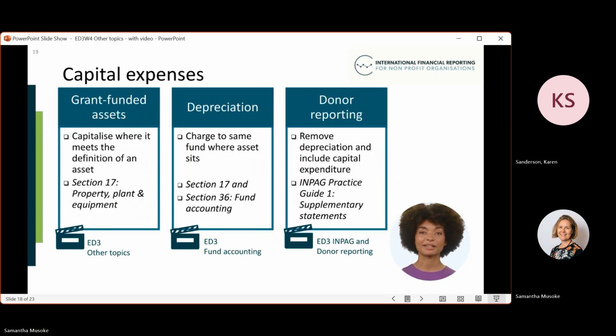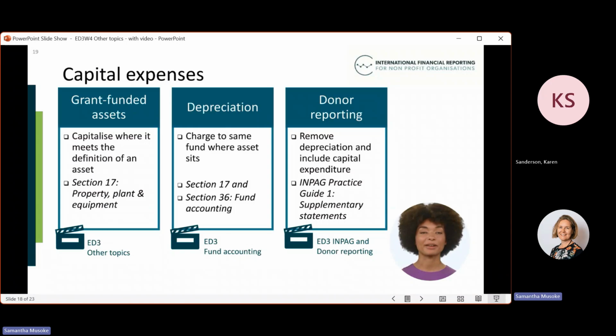In some jurisdictions, it is common practice to expense grant-funded assets. To be clear, INPAG contains no exceptions for assets that are donations. All grant-funded assets must be capitalized if they meet the definition of an asset in Section 17. This also applies to investment property and intangible assets. Depreciation or amortization is included as an expense in the same fund where the asset sits.